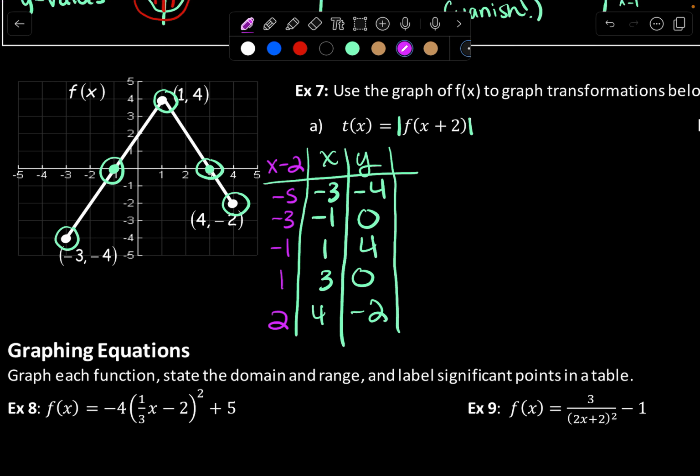For the y values, we are just taking the absolute value. All of them will be positive. So that changes -4 to 4. 0 stays the same. 4 stays the same, 0, and then this -2 becomes +2.